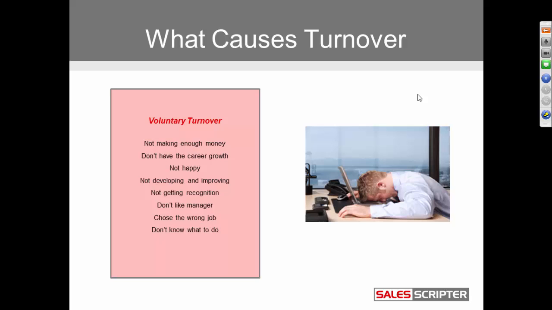They flat out might not be happy for a number of reasons. Maybe they're not enjoying the job, the company, the management, the team that they're on. They're not developing and improving at all. So that kind of goes to career. That's related to career growth. They might not feel like they're recognized and appreciated. They might not like their manager. They may feel like they chose the wrong job.